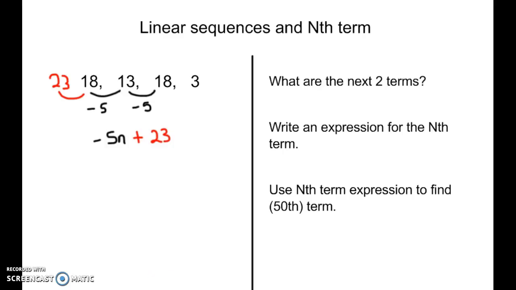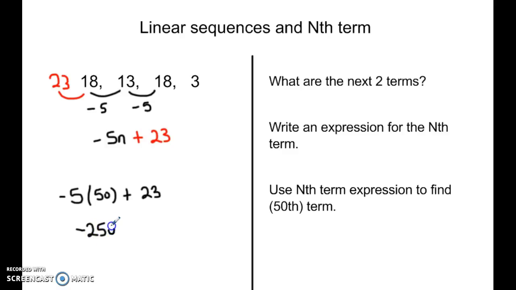So when we come to use that, again slightly trickier because of the negative numbers, so it helps to be on top of doing arithmetic with negative numbers. I'm going to write -5 times 50 add 23. Now -5 times 50 is going to give us -250. Yeah. Negative times a positive gives us a negative answer.